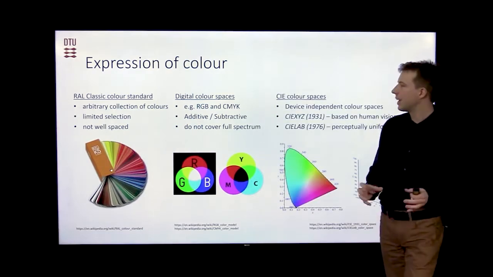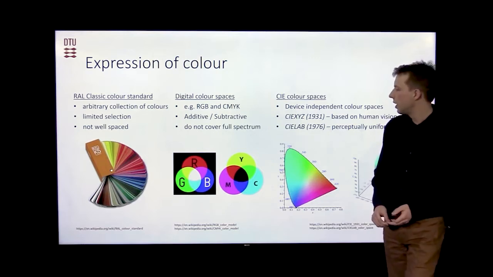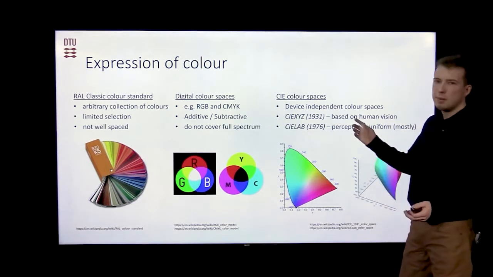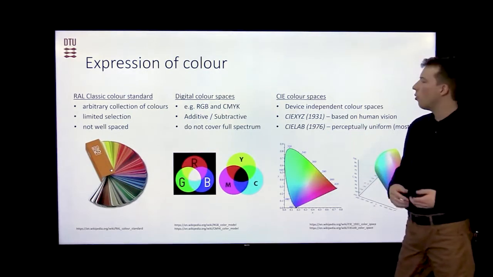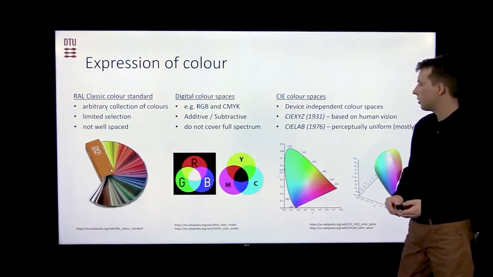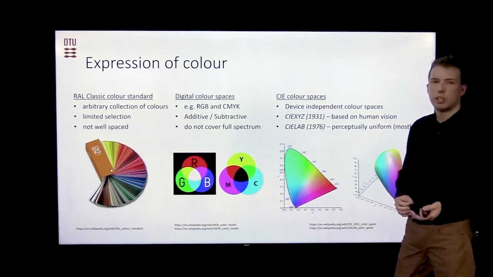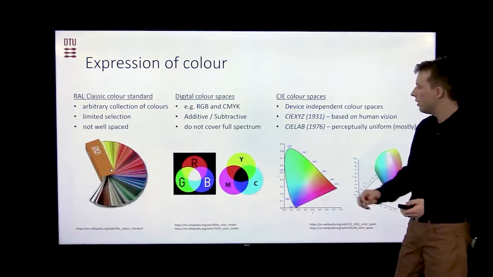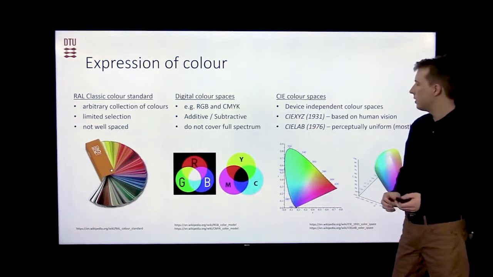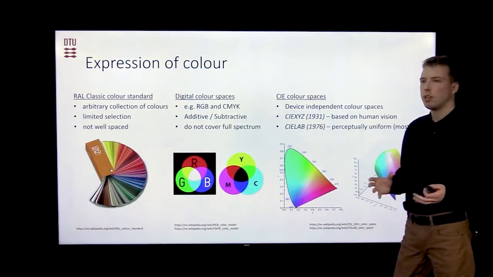Finally, we come to more technical color spaces, which were developed by the International Lighting Commission. These are basically device-independent color spaces, which means no matter where we measure them, they are always fixed in their dimensions. The two main color spaces here are the XYZ color space, which is based on human vision, so we can express all the colors we can see with our eyes, and the LAB color space, which is an extension of the XYZ color space to be more perceptually uniform.